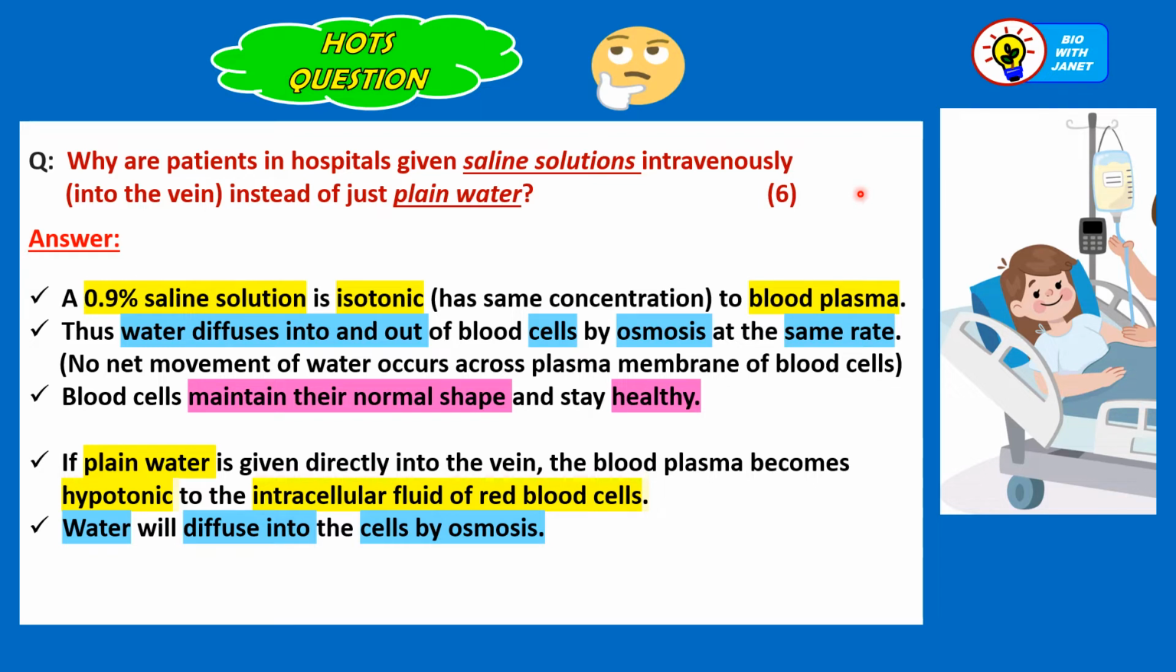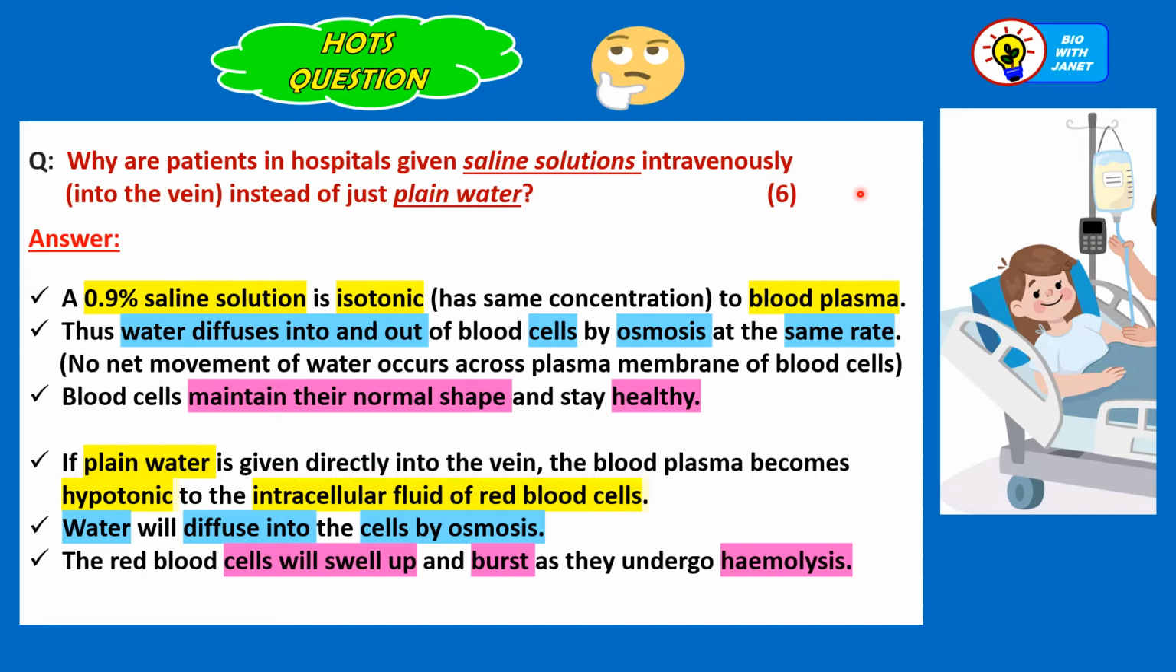And then blood cells, they don't have a cell wall, right? So the red blood cells will swell up and burst because they undergo hemolysis, the bursting of red blood cells. Okay? And the patient may die due to that condition. So one tick, one mark here.